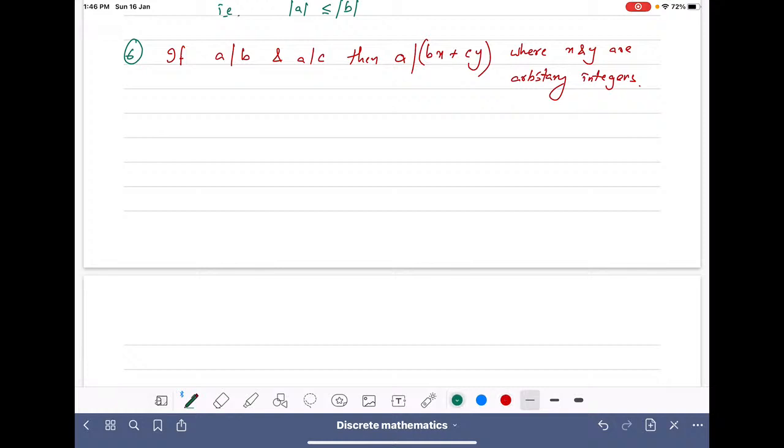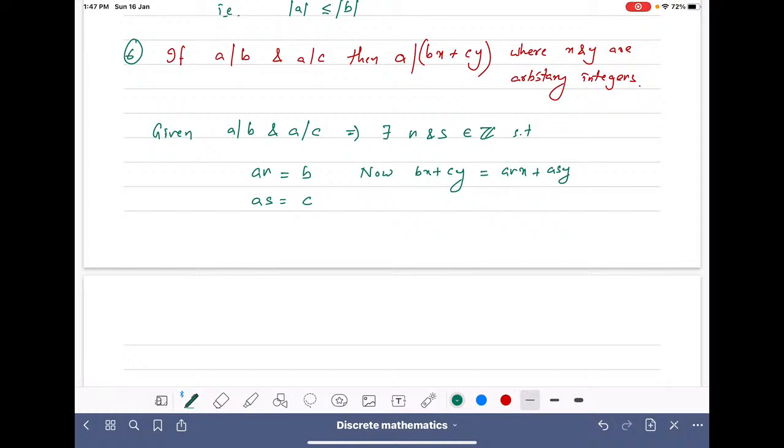So, given A divides B and A divides C, this implies there exist integers, say R and S, belonging to Z, such that AR equals B and AS equals C. Now Bx plus Cy equals ARx plus ASy, which is equal to A times (Rx plus Sy).